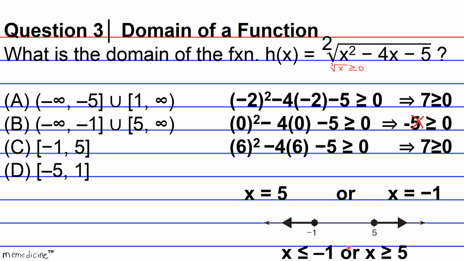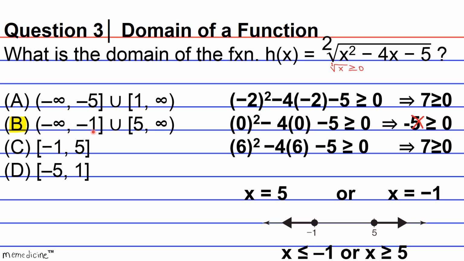And expressed as an inequality, this translates into answer choice B. All right, so we're going to read this. The interval from negative infinity to -1, do not include infinity, but do include -1. Union, the interval from 5 to infinity, do include 5, but do not include infinity. Okay, so again, the correct choice is answer choice B.